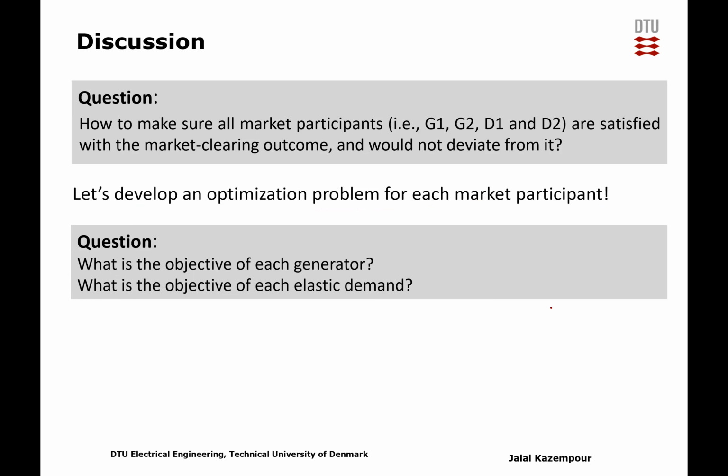So we would like to write one optimization problem for each market participant. We have two types of participants, generators and elastic demands. So what is the objective of each generator? Maximize profit. Exactly. Thank you. A lot of good answers. And what is the objective of each elastic demand? Maximize utility. Exactly.